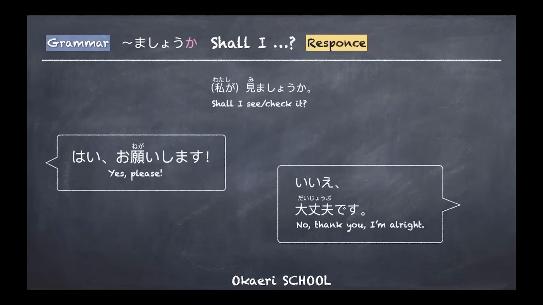And again, very important response. When you're asked, shall I check it? 見ましょうか. Maybe you heard some weird sound outside of the window and someone asks, shall I check it? And when you want that offer, you say, yes, please. はい、お願いします. You can also say はい、ぜひ. No, thanks. I'm alright. いいえ、大丈夫です. Good.